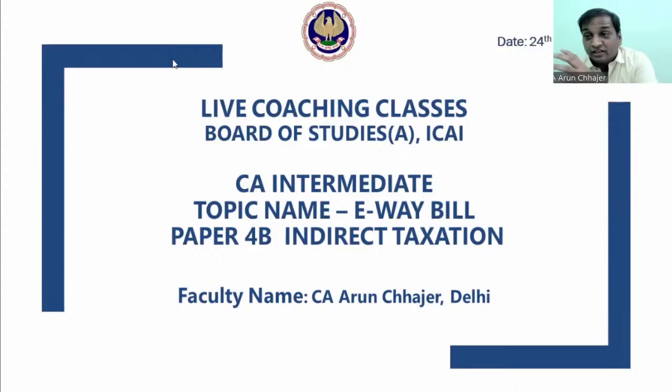What is the threshold limit? What is the turnover limit? If exceeding, then only I would be covered under the dynamic QR code. I would be covered under the dynamic QR code if my aggregate turnover exceeds, the right answer is 500 crore. If my aggregate turnover exceeds 500 crore, then only I would be covered by dynamic QR code.